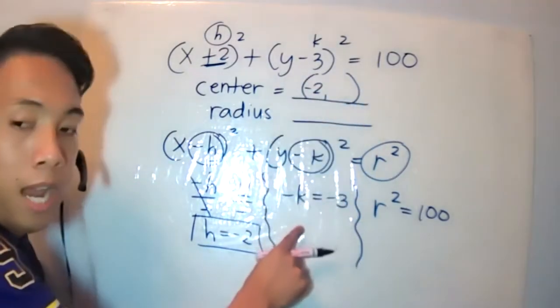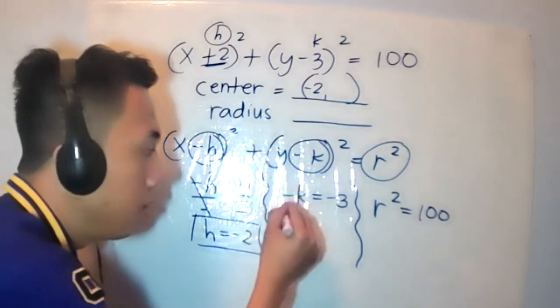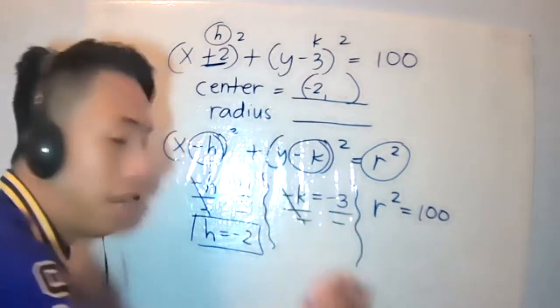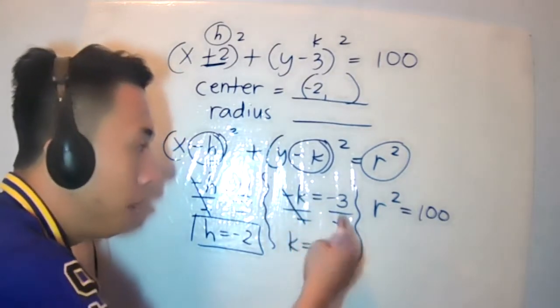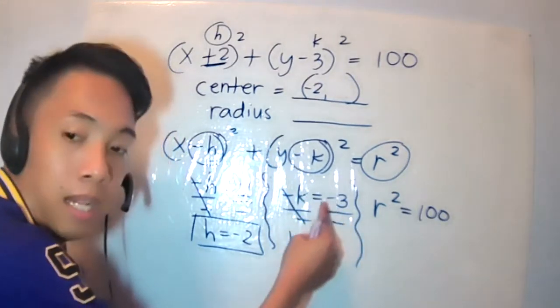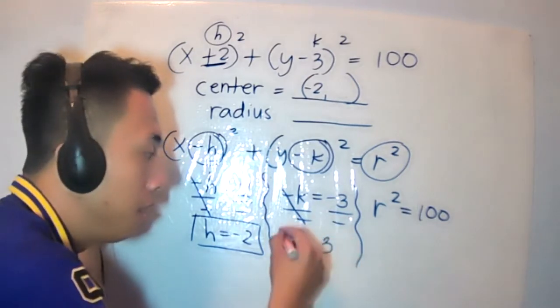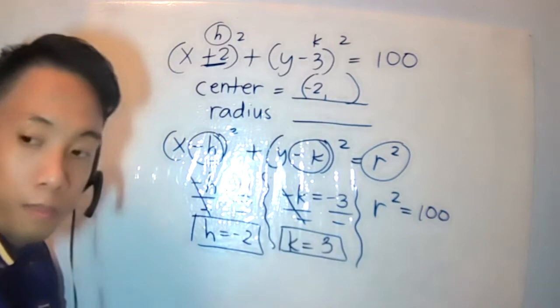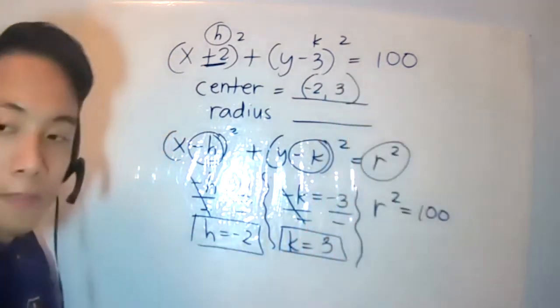It's time for k. We have negative sign also here, so we need to divide both sides by negative. And then k will become negative 3 divided by negative 1 is positive 3. So therefore, our k is positive 3.